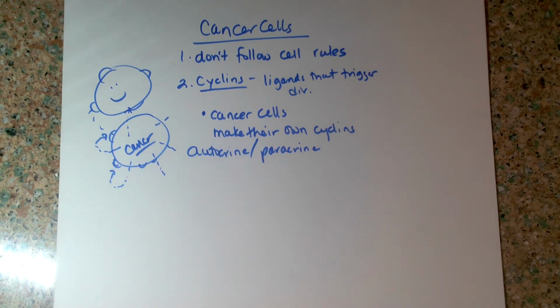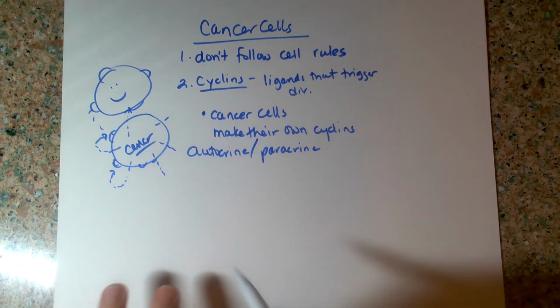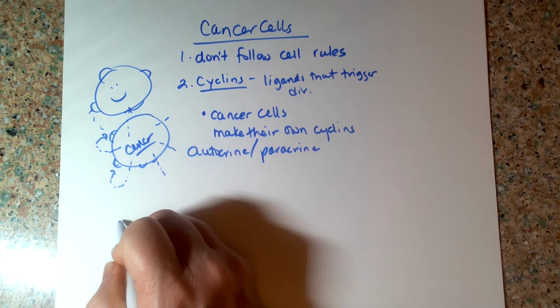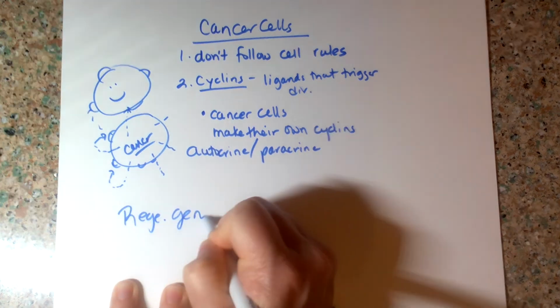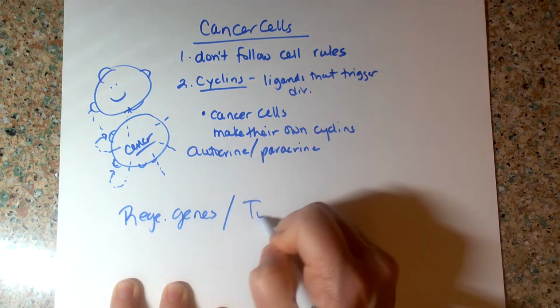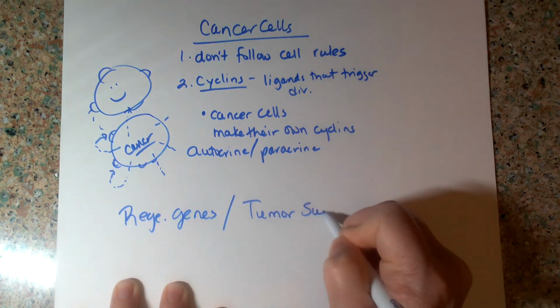Okay, so then, but your cell has these genes, and they're called regulatory genes. And specifically, we have some called tumor suppressor genes.